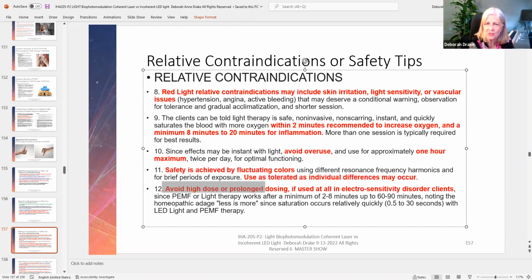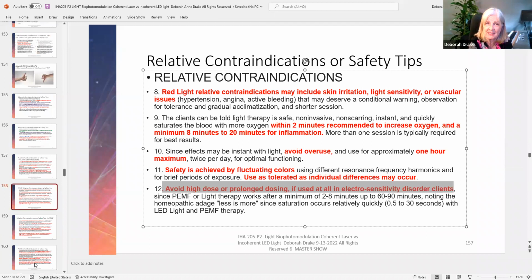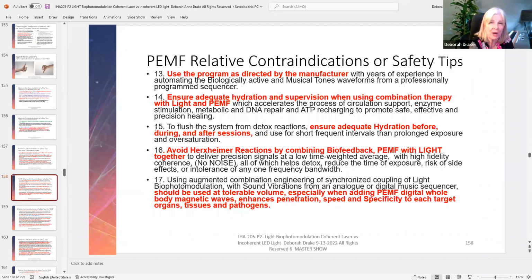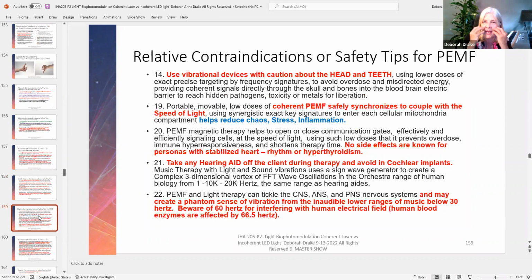Just avoid high dosing at prolonged levels, especially if they're an electrosensitive disordered client, or if they're ungrounded, or if they're irritated or headachy or whining, or certainly if they bawl their eyes out, there's something sensitive here. And just use the manufacturer's guidelines for hydration, especially before, during, and after, to avoid Herxheimer reactions or die-off reactions, okay? And also, please do make sure that if you're doing it around the head or the teeth or the eyes, that you be careful, because some people are just sensitive around these organs of importance.